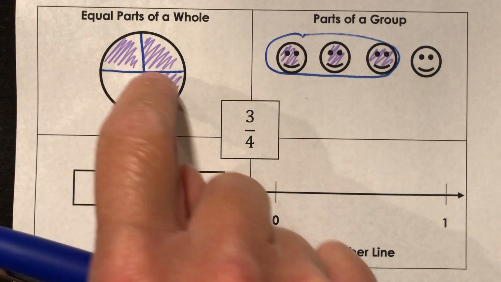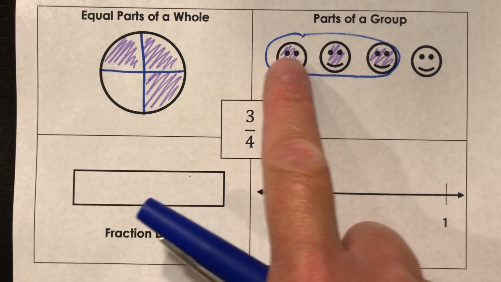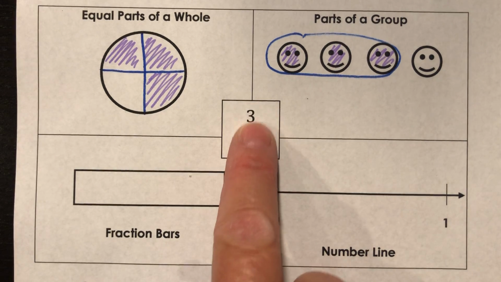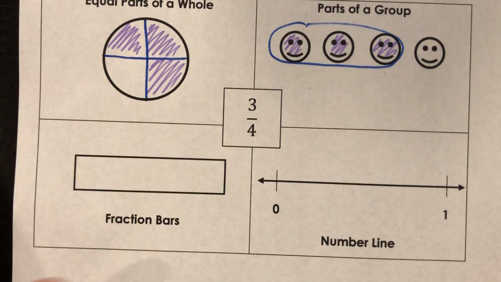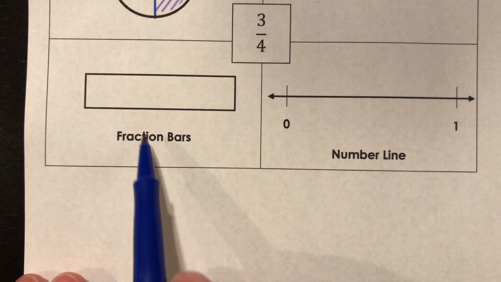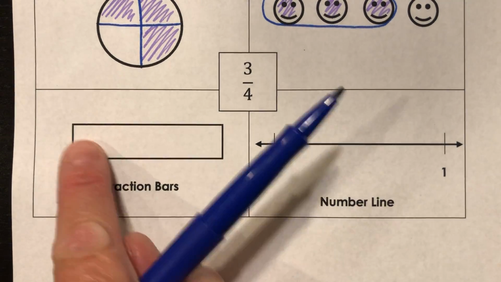Notice there's not one circle like this. This is equal parts of a whole, but this shows 3 out of 4. And that's another way to say 3/4. Okay. Another way would be fraction bars. So we have a rectangle here.